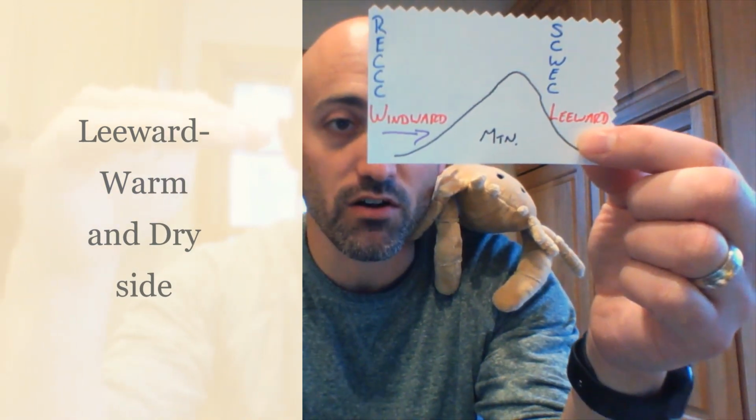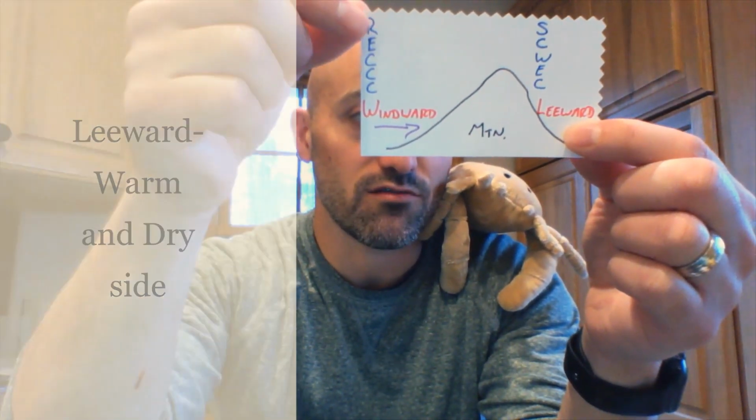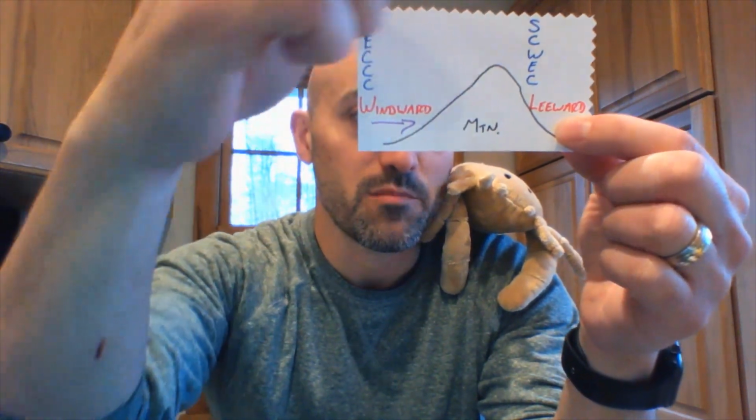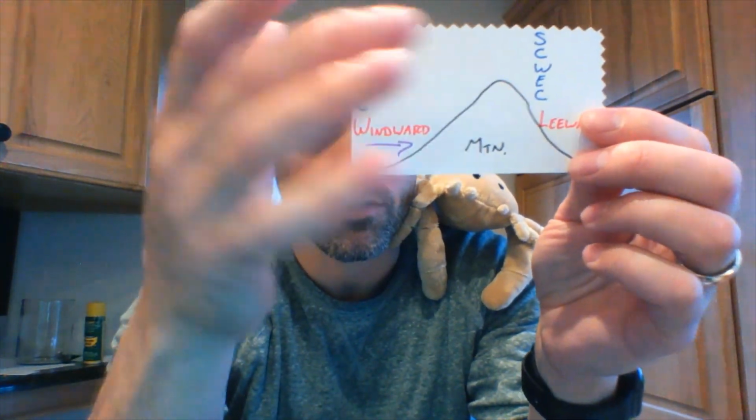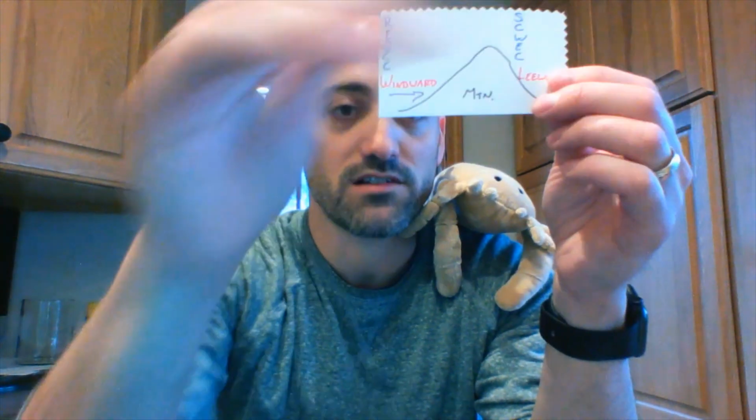There's some reasons for that. When air hits a mountain, or anytime air gets forced up, it does this, RECCC. And then on the back side of the mountain, SCWEC. Okay, that's the Mr. Spado and Yuri method of remembering it. RECCC, SCWEC. It's called the windward. That's the side the wind hits first, and then the leeward is the back side.